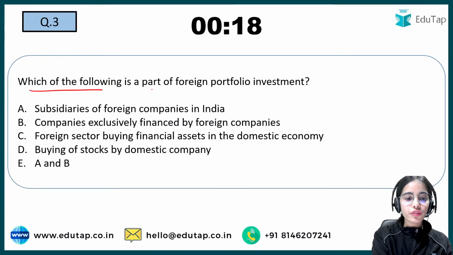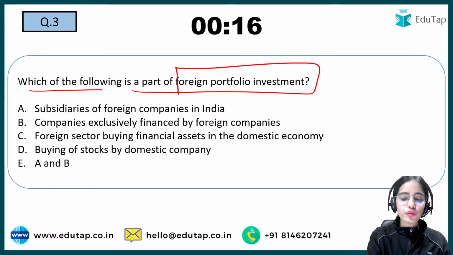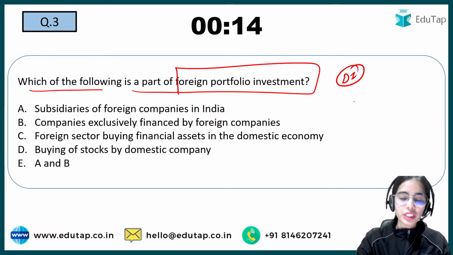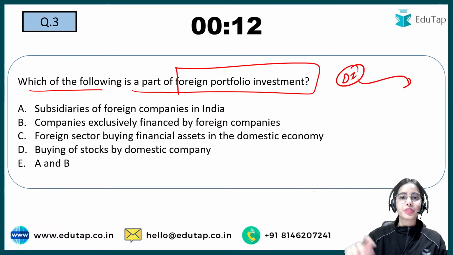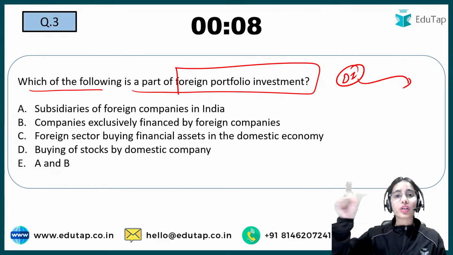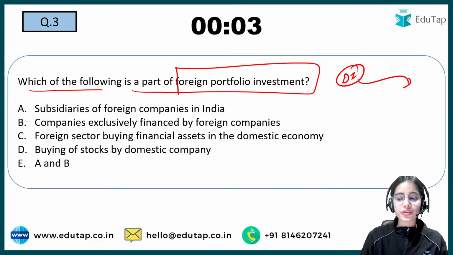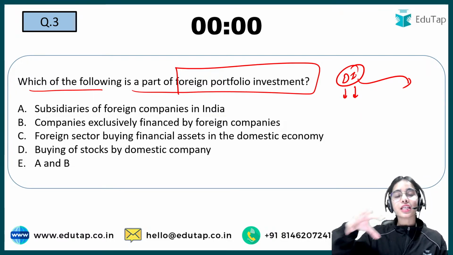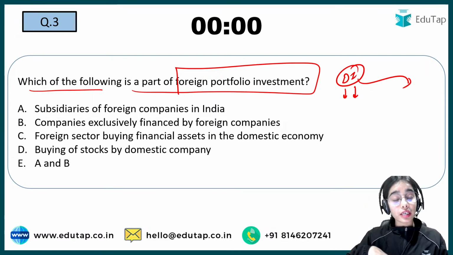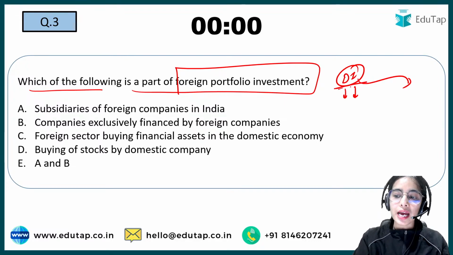Next is, which of the following is a part of foreign portfolio investment? We have discussed direct investment. If we are opening subsidiaries in other countries, if we have a controlling interest in a foreign company, or a foreign investor has a controlling interest in our company, or the foreign investor has opened a subsidiary in our country, that is direct investment.